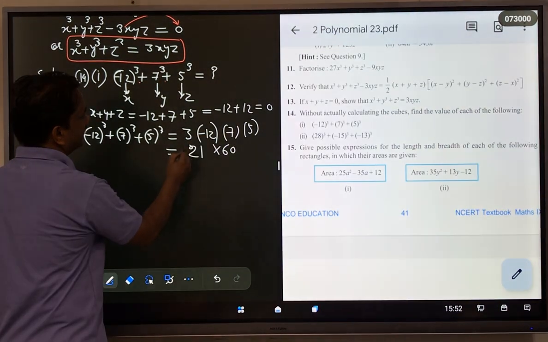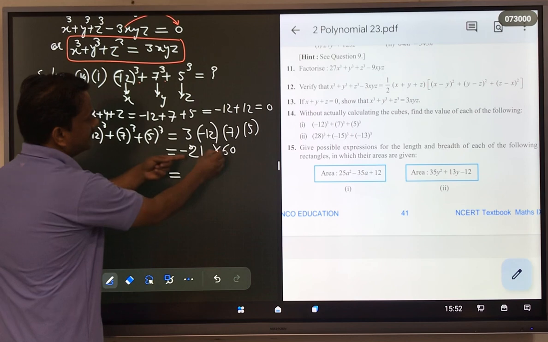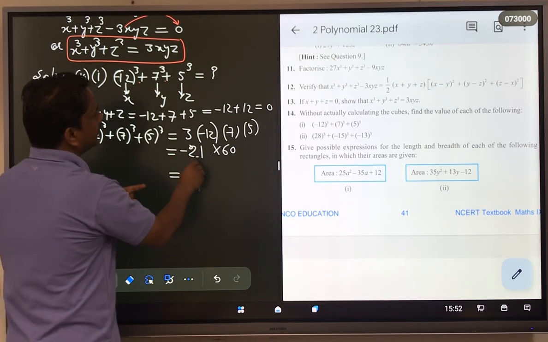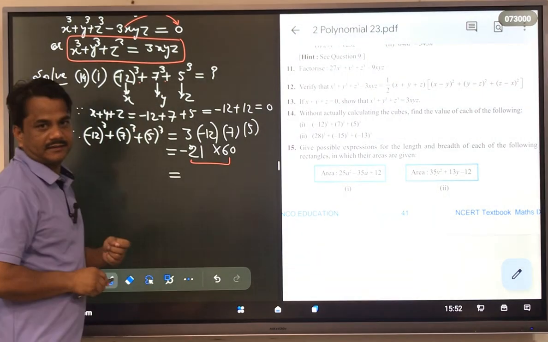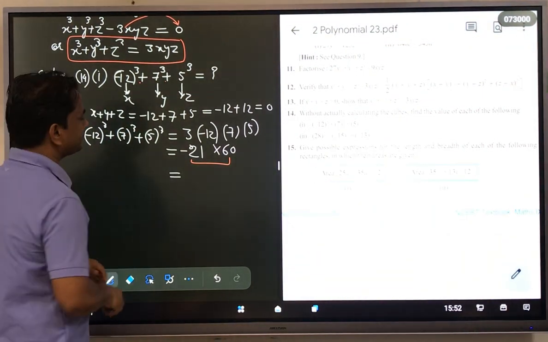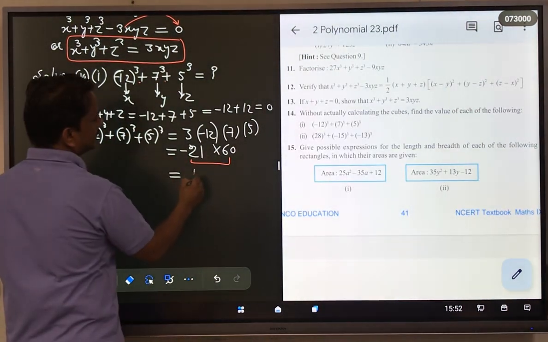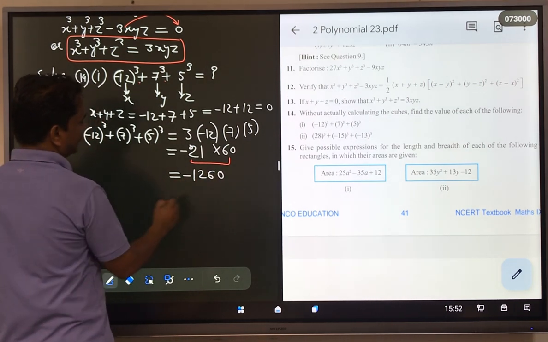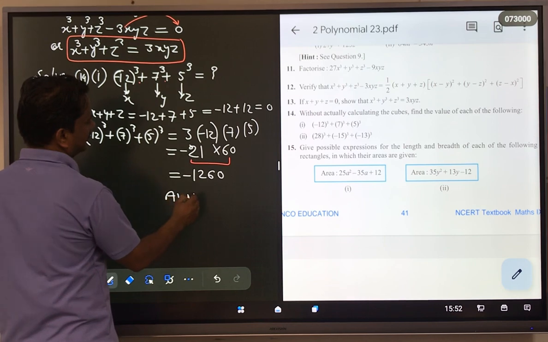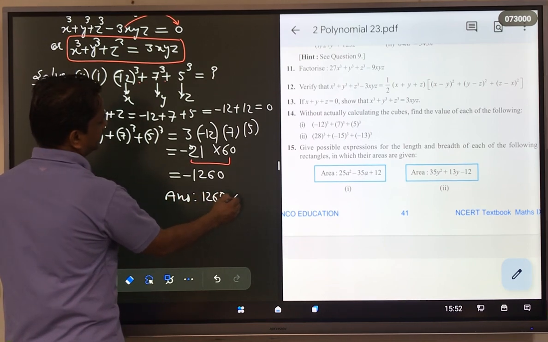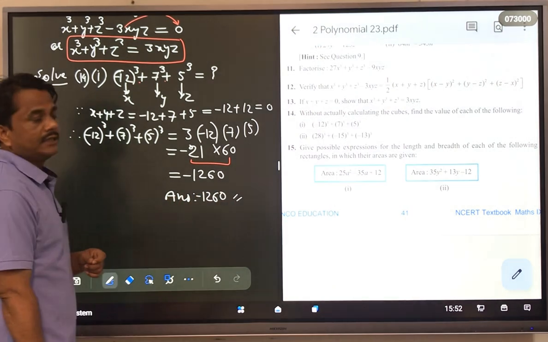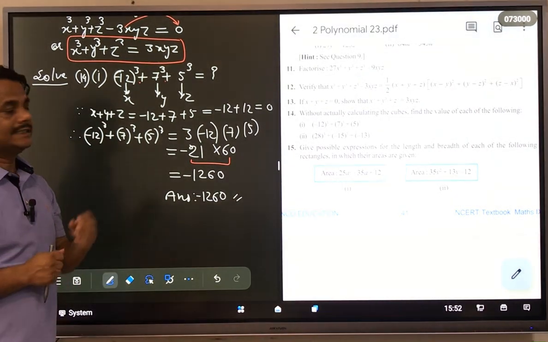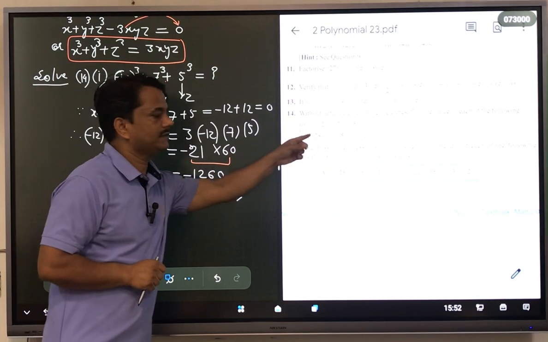21 sixes are what here? One is negative, so minus will come here. The entire product is minus. The entire expression will carry minus. 21 sixes are 126, and negative of that, so your ultimate answer is minus 1260. Is it not? This is the cube sum of these three quantities. Hope you understand. Similarly, the second can also be done here.